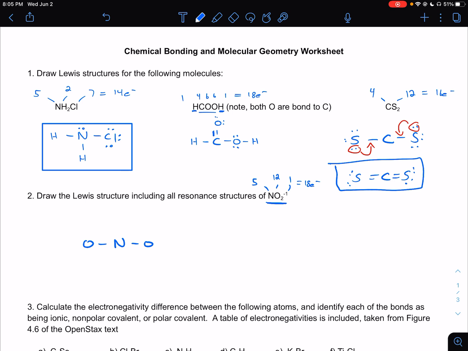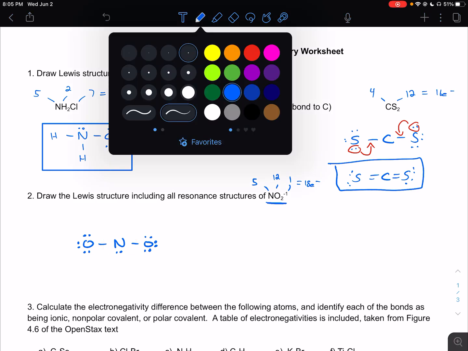Now we need to add our electrons. We have 4 electrons accounted for. We need to get to 18. So we'll start by putting them on the outer atoms. So 4, 6, 8, 10, 12, 14, 16, 18. So now all electrons are accounted for. But one of the things to note, again, is that we don't have an octet on our nitrogen. There's only 6 electrons. And so what we're going to have to do is form a double bond.